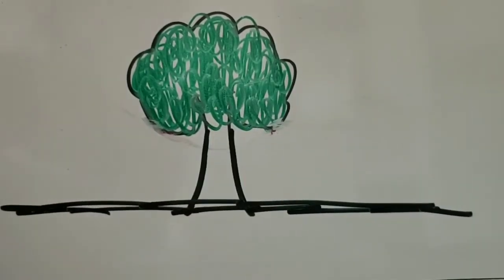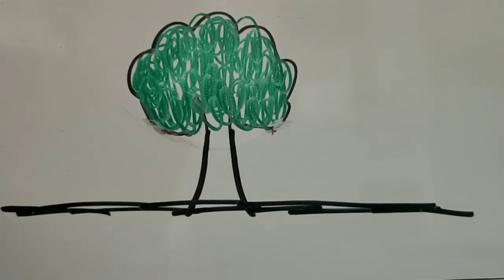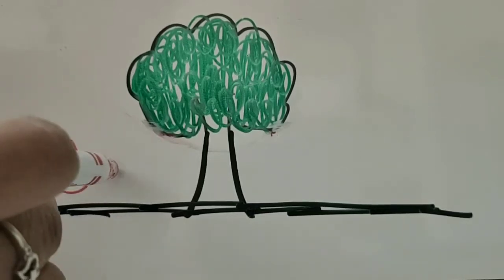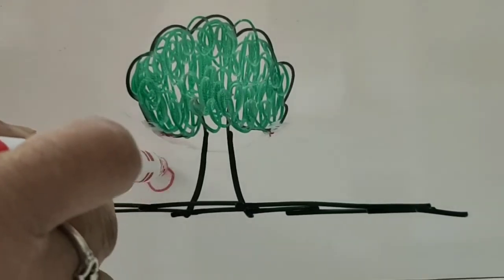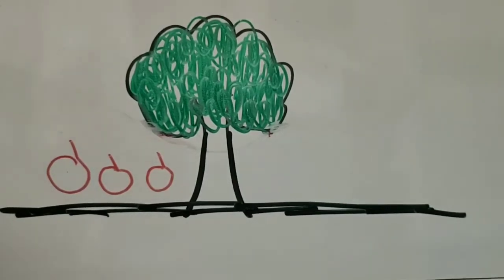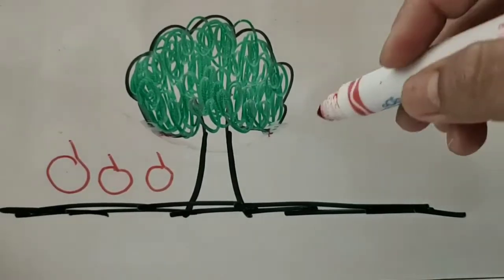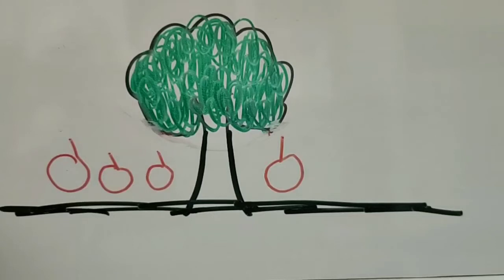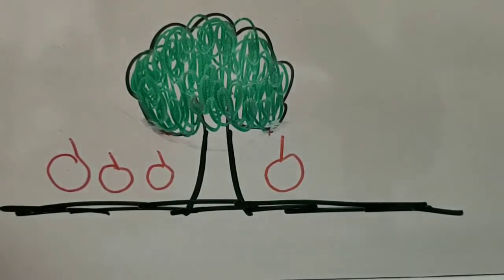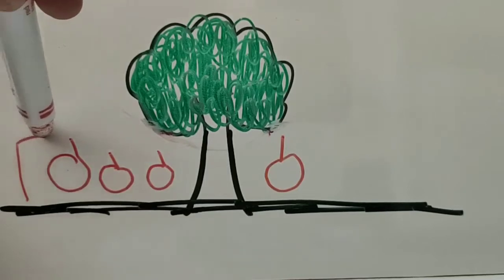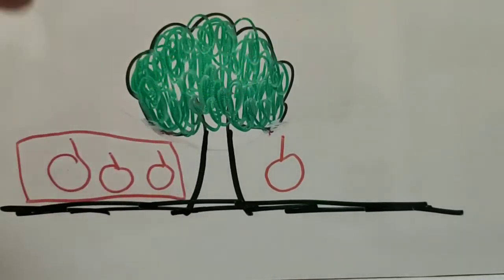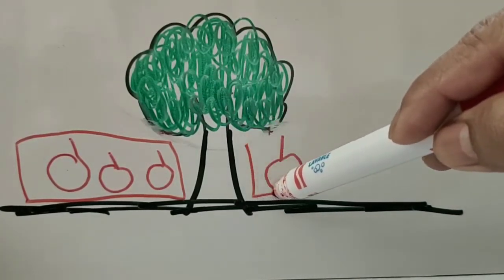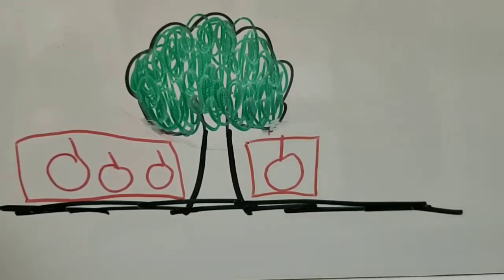So at first, there were 3 apples that fell on the ground, remember? All right, let's see if we can draw 3 apples right here. 1, 2, 3 apples. And then what happened next? 1 other apple fell. Let's draw that 1 apple right here. Good job. So we said that there were 3 apples that fell first. So 3 apples. And then 1 other apple fell. So 3 apples and 1 apple make how many apples?